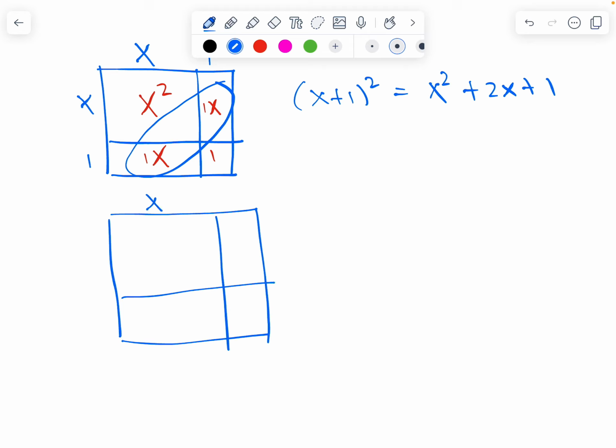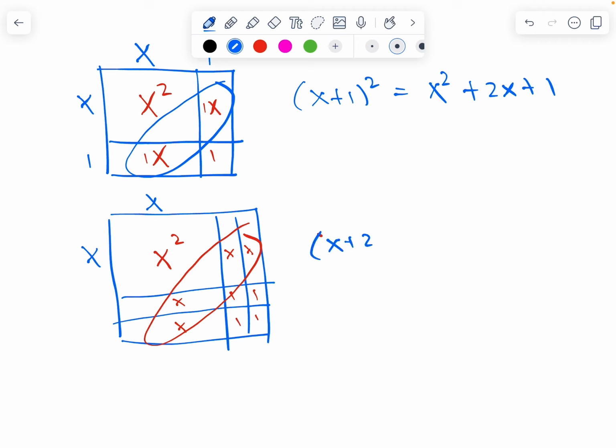This is x, and this is 2, and this is 2. Well, let's see, if I write it this way, you can see that you have your x squared, you have x. Let me actually do this in red. You have your x squared, you have x, and then 1, 2, 3, 4. So this becomes, let me write this out, x plus 2 squared is x squared plus 4x plus 4.